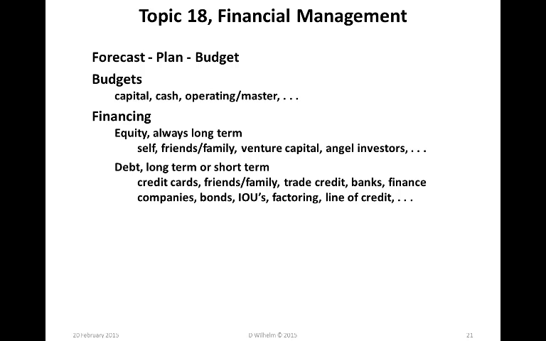First equity is from yourself, then friends and family, perhaps venture capitalists, angel investors. Debt, borrowing, can be long-term or short-term, certainly credit cards, friends and family, trade credit, banks, finance companies, bonds, IOUs, factoring. Factoring is basically selling accounts receivable, line of credit, and probably some other ways.